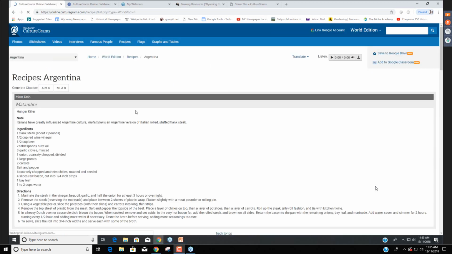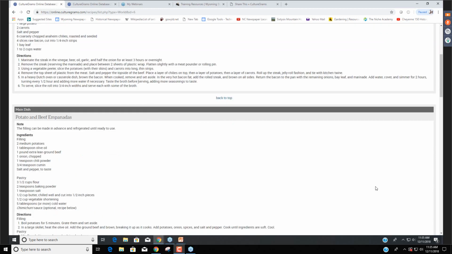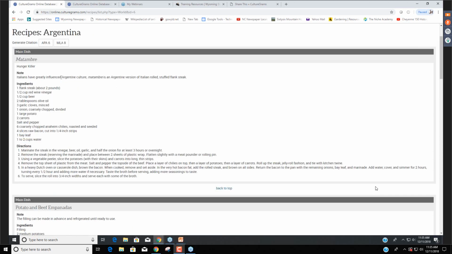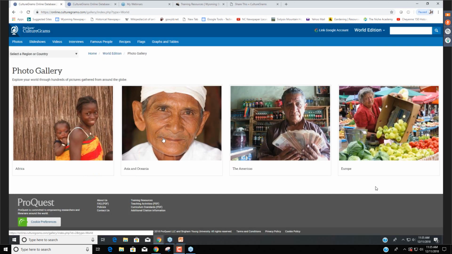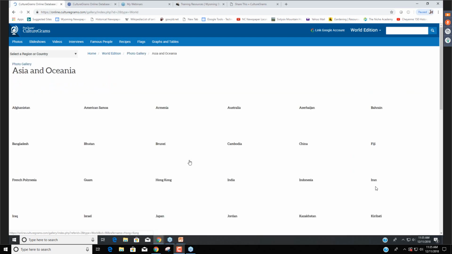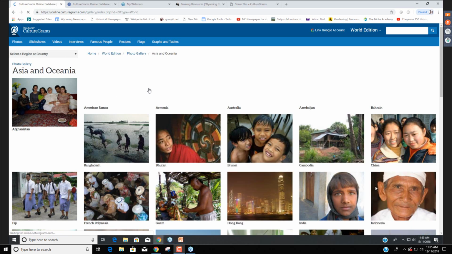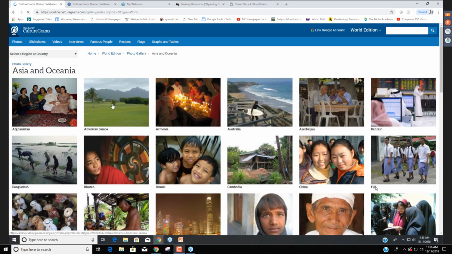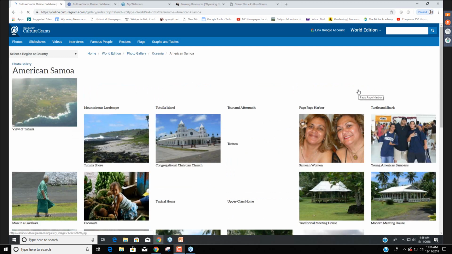And for example, I can select Argentina. And there's also a link for photos. So I can pick photos by region. So we looked at Oceania. And now let's look at American Samoa. It looks as if there's one picture here. Please click on that because there are many more pictures behind that main labeled picture.